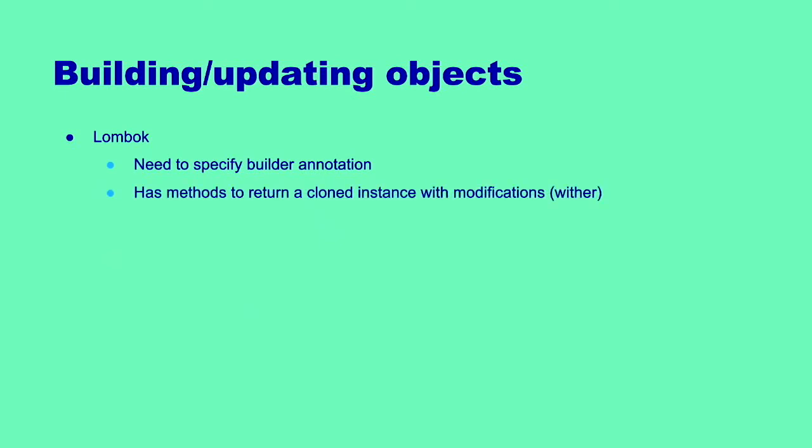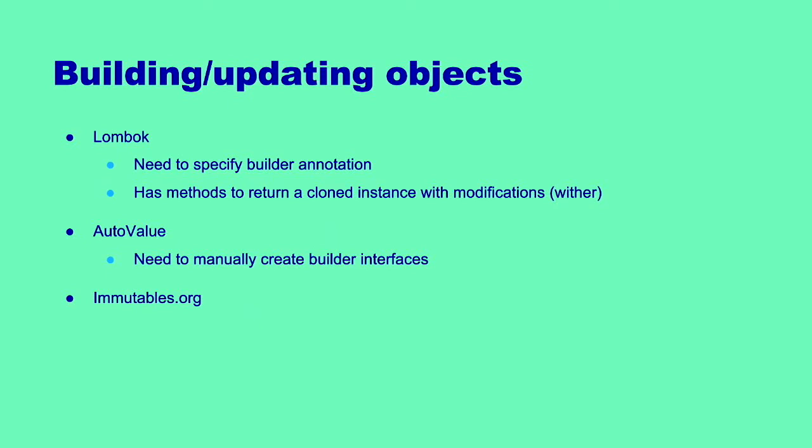So now let's compare how these frameworks handle creating objects using the builder pattern, and also if they allow updating these objects. For Lombok, you need to manually specify the builder annotation to generate the builder methods. Lombok provides methods to update an object, and it does that by creating a clone of an instance with an updated field. This is called a wither method. In the case of AutoValue, you manually need to create the builder methods, which is really cumbersome.